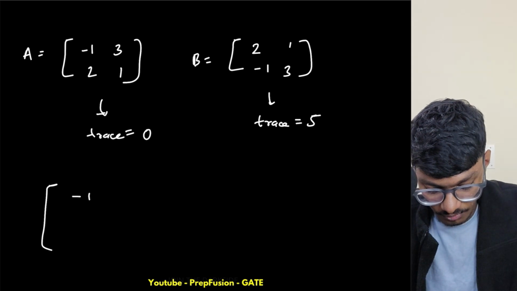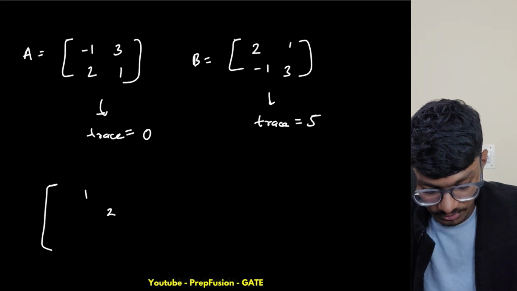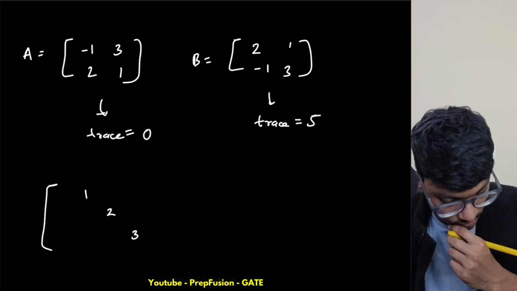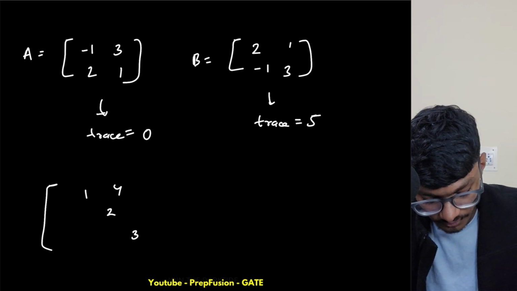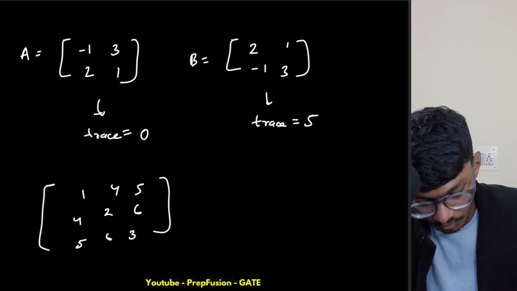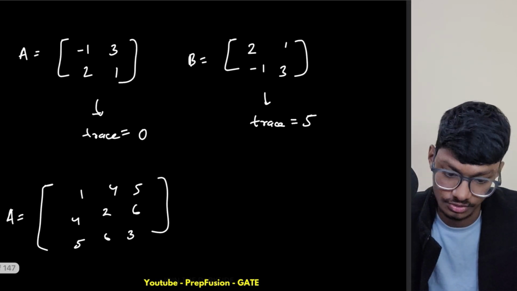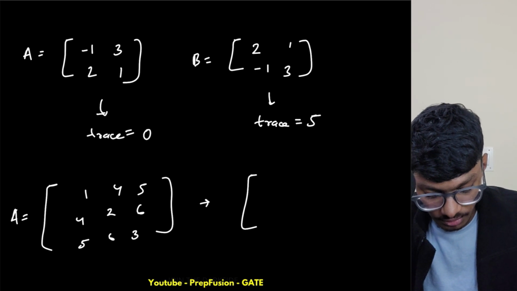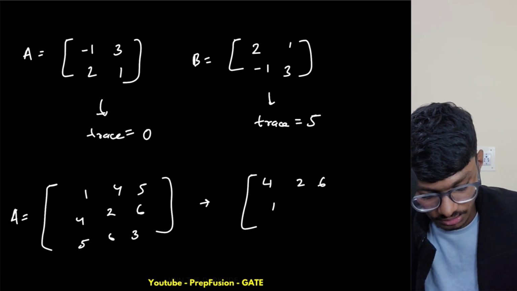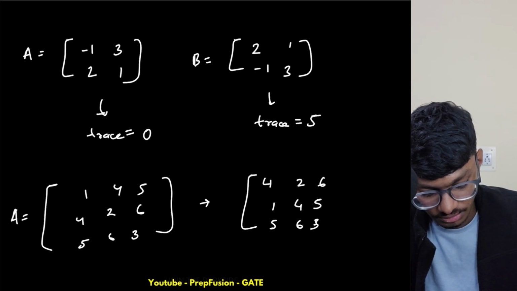So let me write one symmetric matrix. For symmetric, A transpose will be equal to A itself. So if this is 4, this is also 4, this is 5, this is also 5, this is 6, this is also 6. Okay, so this is A, and A transpose equals A. Now you just swap two rows. The first two rows I am swapping: 4, 2, 6, 1, 4, 5, 5, 6, 3.